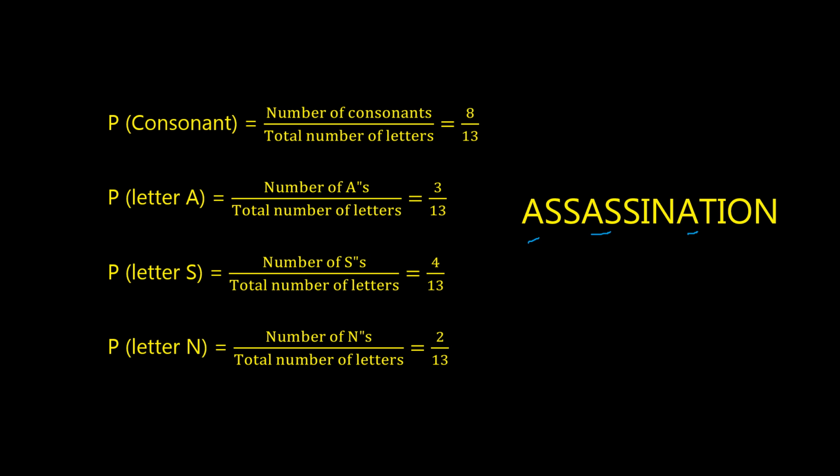Similarly, probability of getting letter S is number of S's by total number of letters. We have 4 S's: here 2 S's, here 2, total 4 S's. That's why P of letter S is 4 by 13. P of letter N is number of N's by total number of letters. The total 2 N's are there in this word. That's why 2 by 13 is the probability of getting letter N.